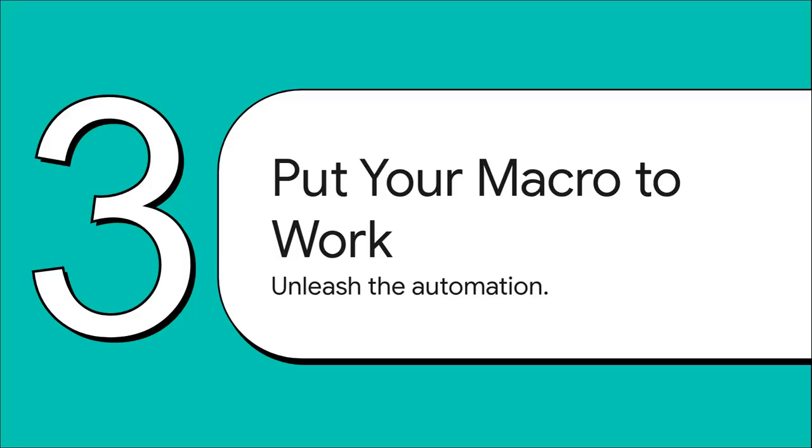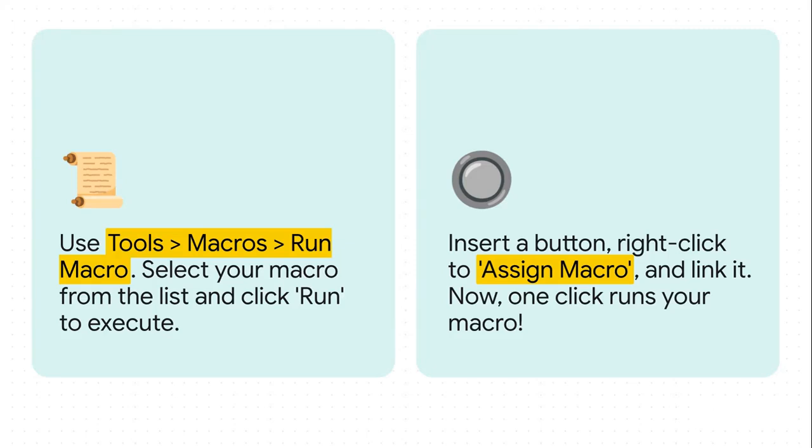Okay, so you've recorded the instructions for your new assistant. Now it's time to put it to work. Let's unleash that automation and see how you can actually run your new macro. You've basically got two main options here. The standard way is to just go back into that Tools menu, find your list of macros, pick the one you want, and click Run. Simple enough. But the second method, this is where things get really cool. You can actually insert a clickable button right onto your spreadsheet and assign your macro to it. From then on, a single click on that button runs the whole sequence. It makes your spreadsheet feel less like a document and more like a custom app you built yourself.